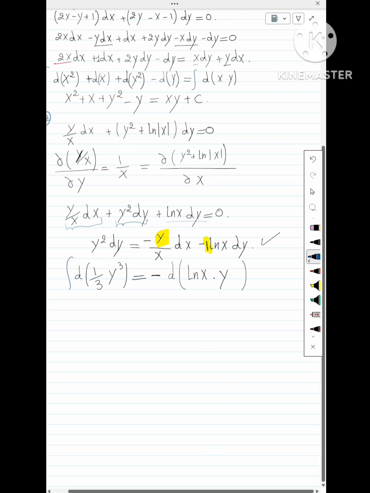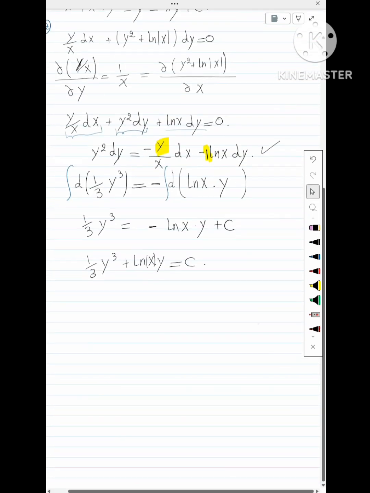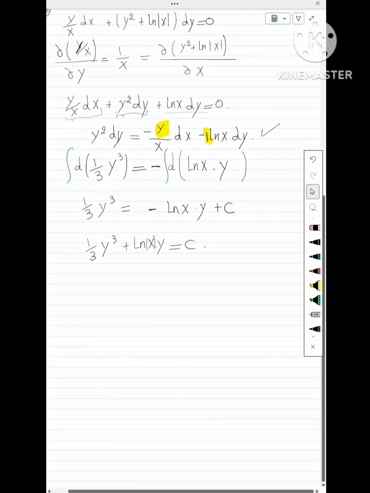So by integrating both sides, we will end up with 1 over 3y cubed is equal to minus ln x times y, and we don't forget c. So it's going to be 1 over 3y cubed plus ln xy, this is going to be here, is equal to c. This is the final solution of our example. I think the method is clear. Let's see another example.